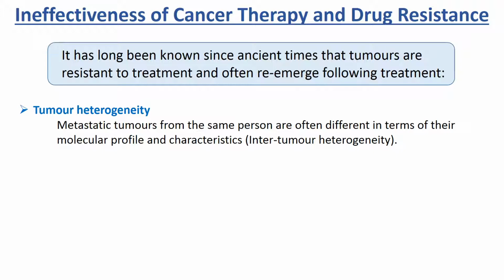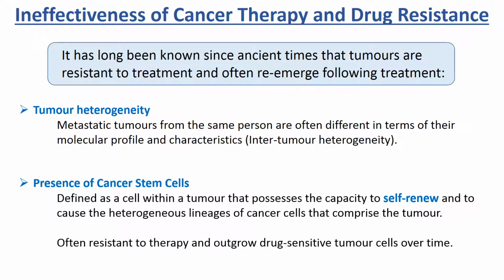Another couple of reasons why tumours are resistant to treatment and often re-emerge following this treatment is that metastatic tumours from the same person are often different in terms of their molecular profile and characteristics, rendering treatment challenging. Another important point is the presence of cancer stem cells, which are defined as a cell within a tumour that possesses the capacity to self-renew and to cause the heterogeneous lineages of cancer cells that comprise the tumour. Cancer stem cells are often resistant to therapy and outgrow drug-sensitive tumour cells over time.